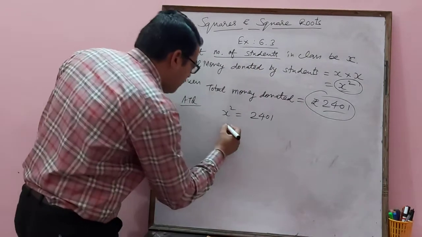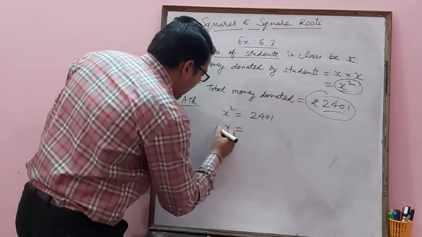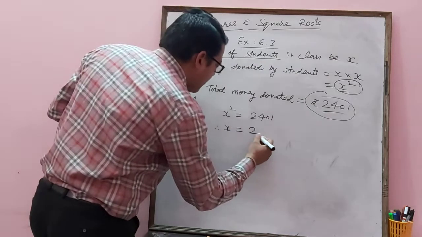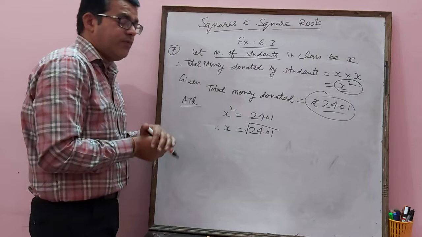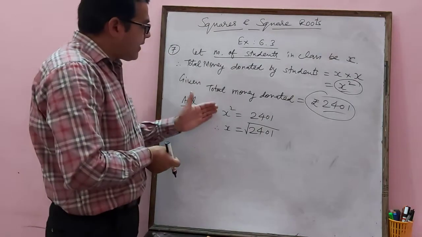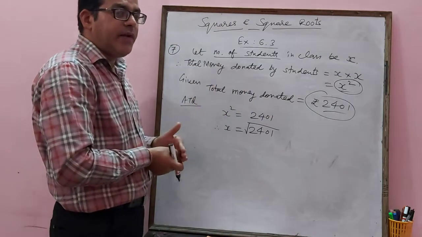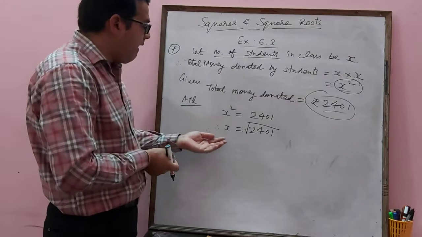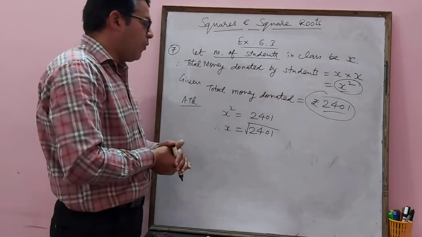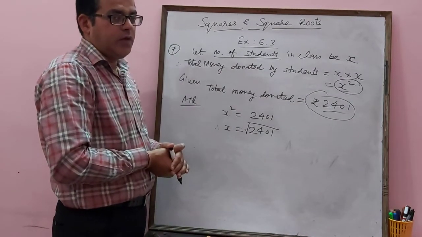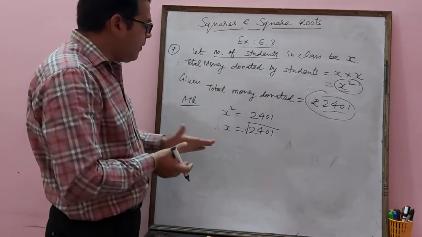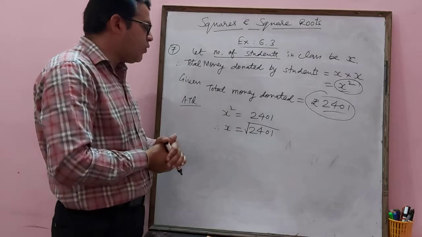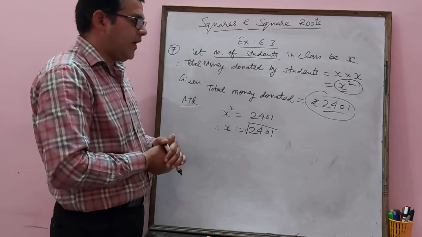So how can we find it here? What is x now? We can write x equals the square root of 2401. This is very, very important. x square is given, and to find the value of x, we write the square root of 2401. Hope you understand. Now it means you need to find the square root of 2401.